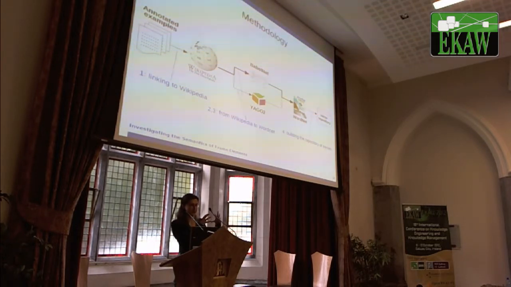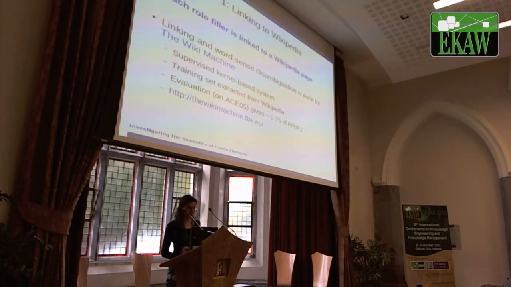So the main steps of our approach, starting from annotated examples, we link a role filler to Wikipedia. Then, for instance, like a mother was cooking an apple pie. We link mother to the Wikipedia page describing a mother, and then using two resources in the middle, we end up with a WordNet synset describing mother, doing word sense disambiguation on the way. So a little bit more details about these steps.